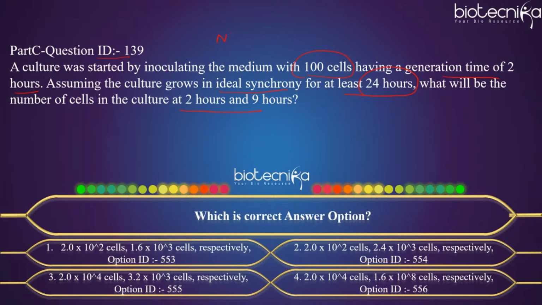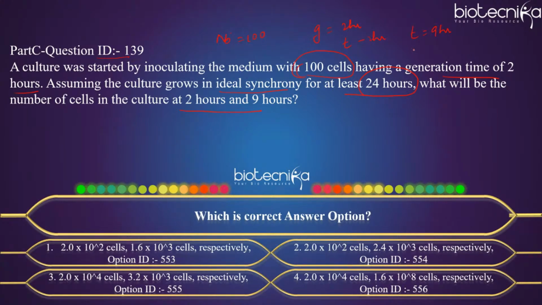Okay, a culture was started by inoculating the medium with 100 cells, meaning N0 is given. And time is given. The generation time G is given as 2 hours, and total time is given: for one case it is 2 hours, and for another case it is 9 hours.